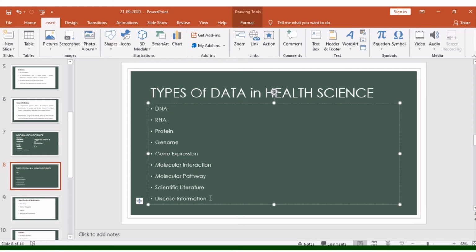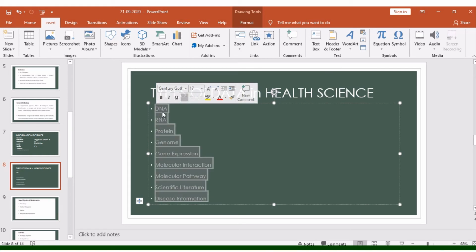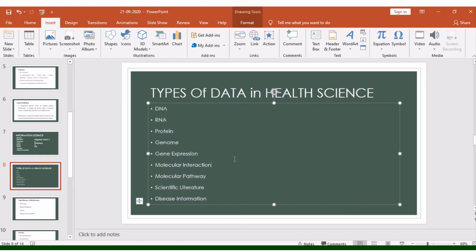This is not related to my domain, so I can't explain what DNA and RNA are; you will understand that better than me. So you can go through the video and get a clear idea about that. These are the types of data that are stored in health science.